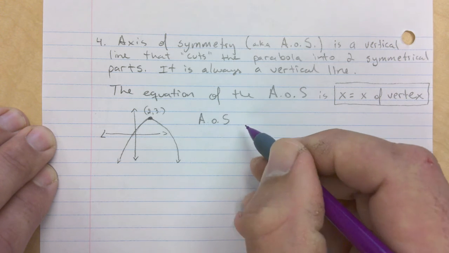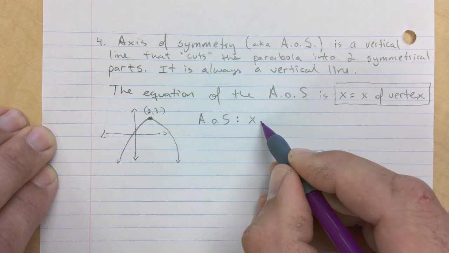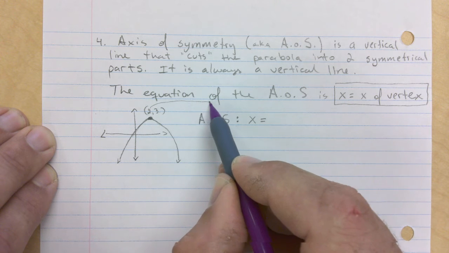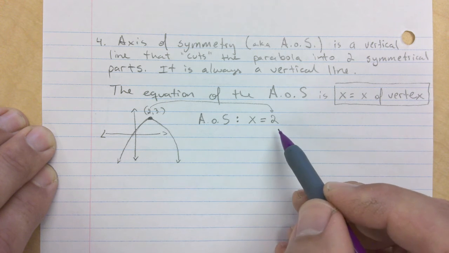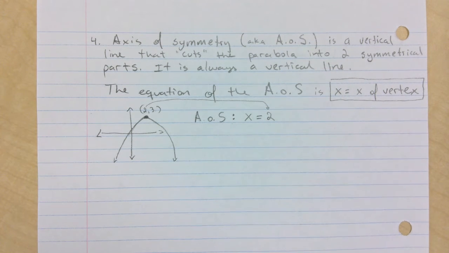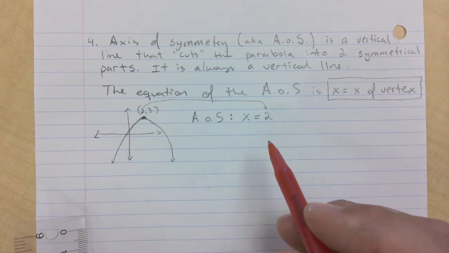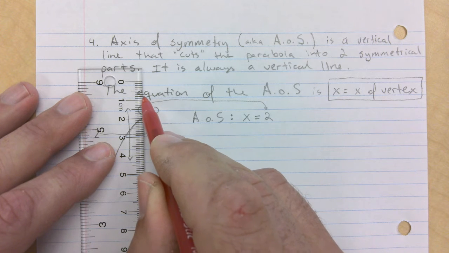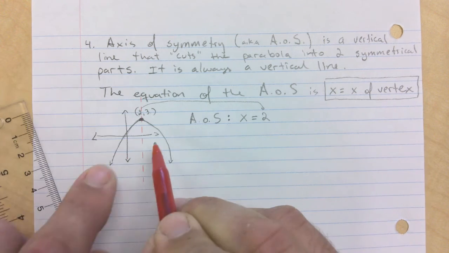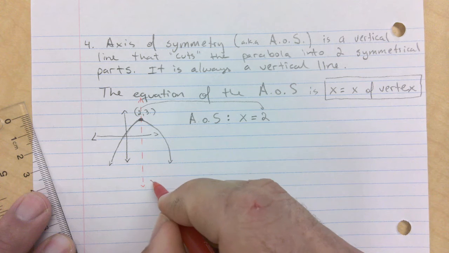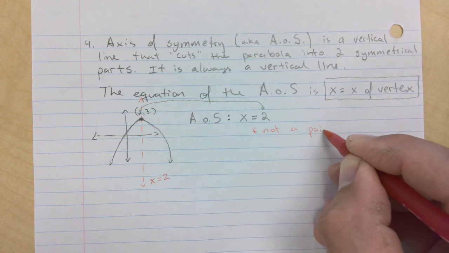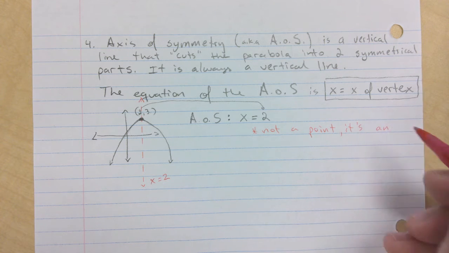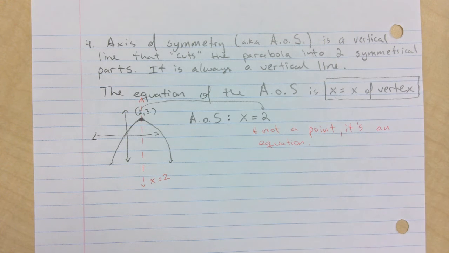Then the axis of symmetry would be x is equal to, in this case, the x value of the vertex, which is 2. Okay, so that is the equation of the axis of symmetry. It's an equation. And think about it, x is equal to a number results in a vertical line. So this equation, if you were to graph it, would cut this parabola right through the vertex in two equal parts. Okay, so this is the line x equal to 2, it's not a point, it's an equation.